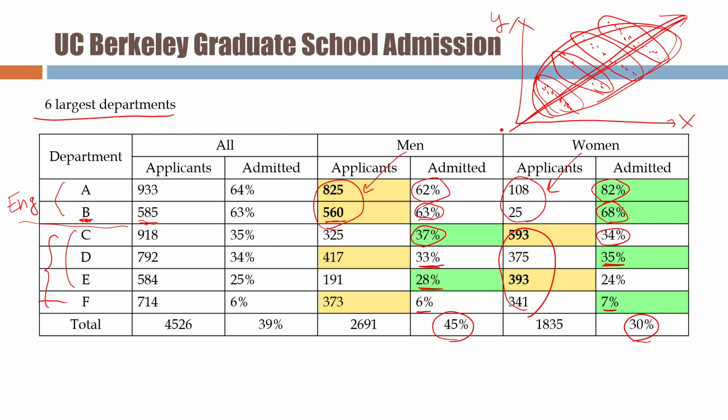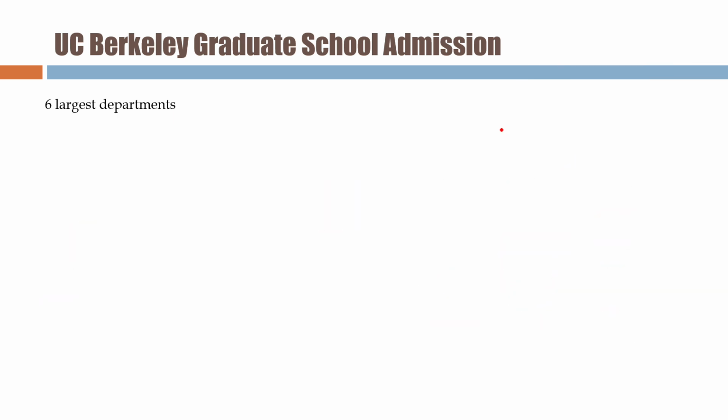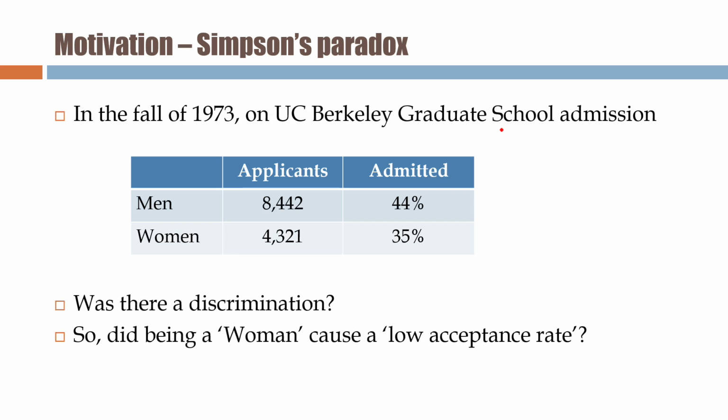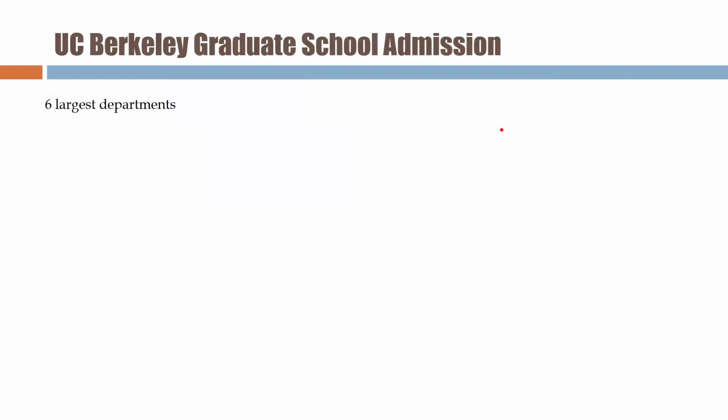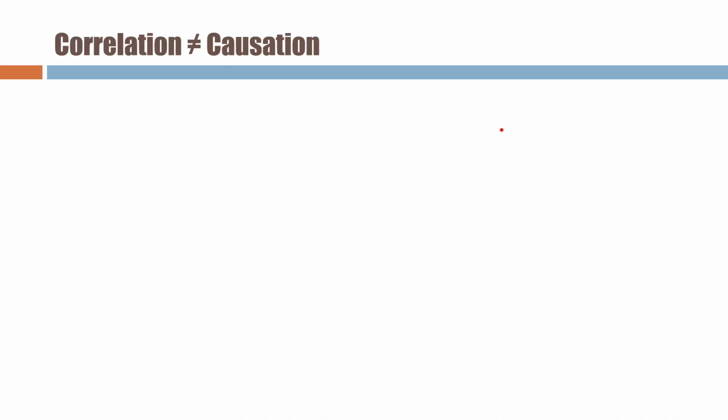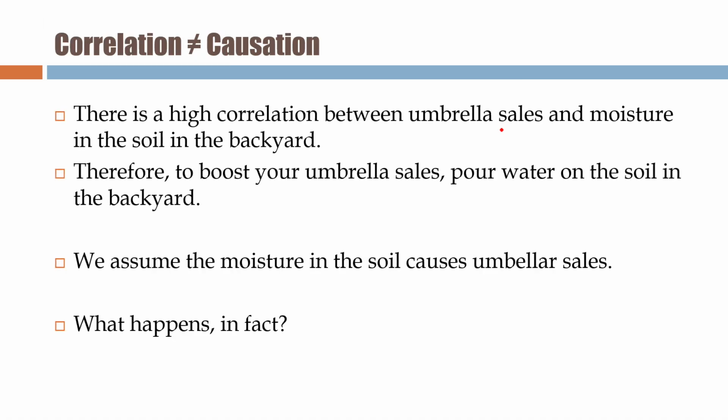So we cannot just easily say women got discriminated because the women's admission rate is way lower than the men's. Correlation is not causation. Causation means something causes some other thing, but correlation is whenever something goes up, the other one also has a tendency to go up. Then we can tell there's a correlation. But A having a high correlation with B does not mean A causes B.